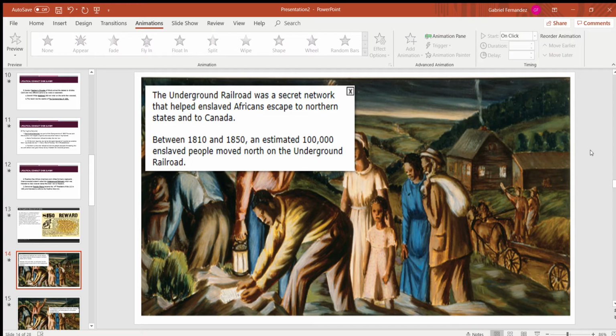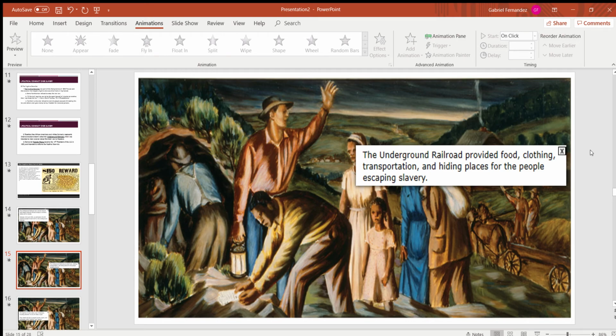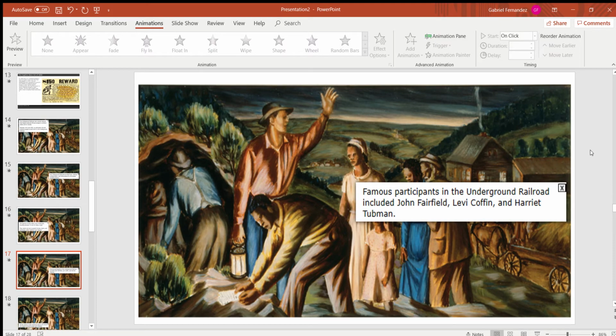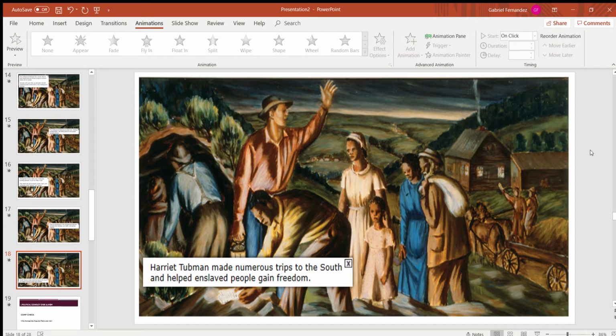Some of them you've probably heard of before, some of them probably not. The Underground Railroad provided food, clothing, transportation, hiding places, lodges for the people that were escaping from slavery. The fugitives moved under cover of darkness, traveling between 10 and 20 miles a night, all by foot. They rested and ate in people's homes, barns, and businesses called stations and depots. Some of those participants included John Fairfield, Levi Coffin, and of course, probably most famously, Harriet Tubman. Harriet Tubman made numerous trips to the South and helped several enslaved people gain freedom.